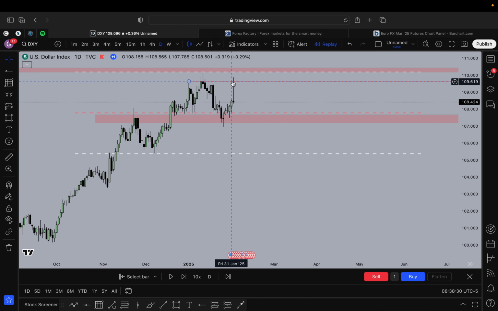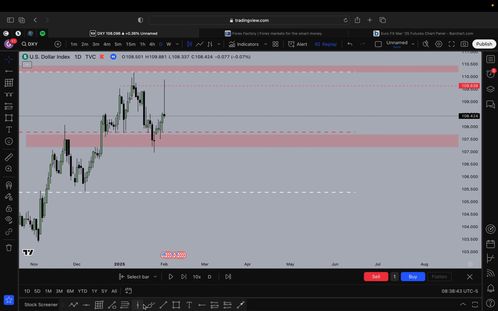So my interest was something on the lower side because we just had this massive rejection inside of a premium, and more than likely price is going to want to trade into a discount. So my first area of interest was this imbalance, this sell side imbalance, right? This was my first area of interest.